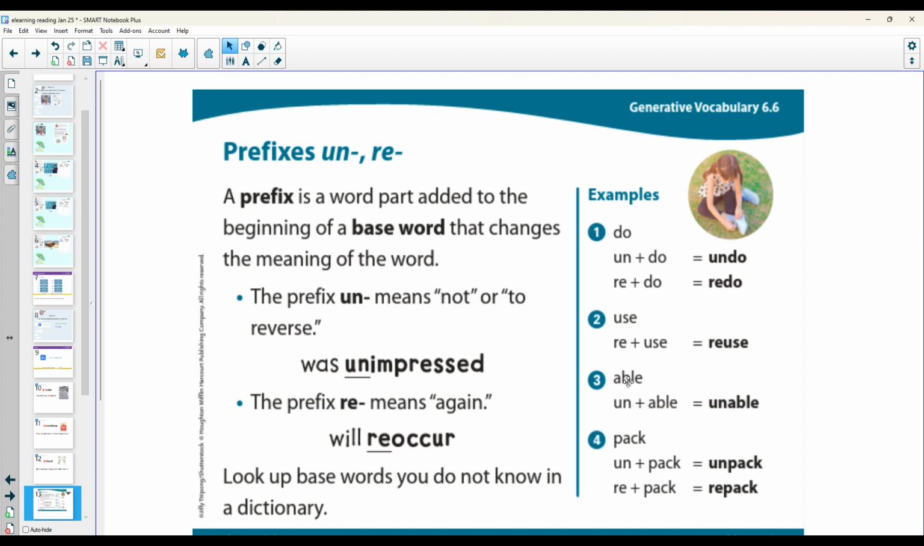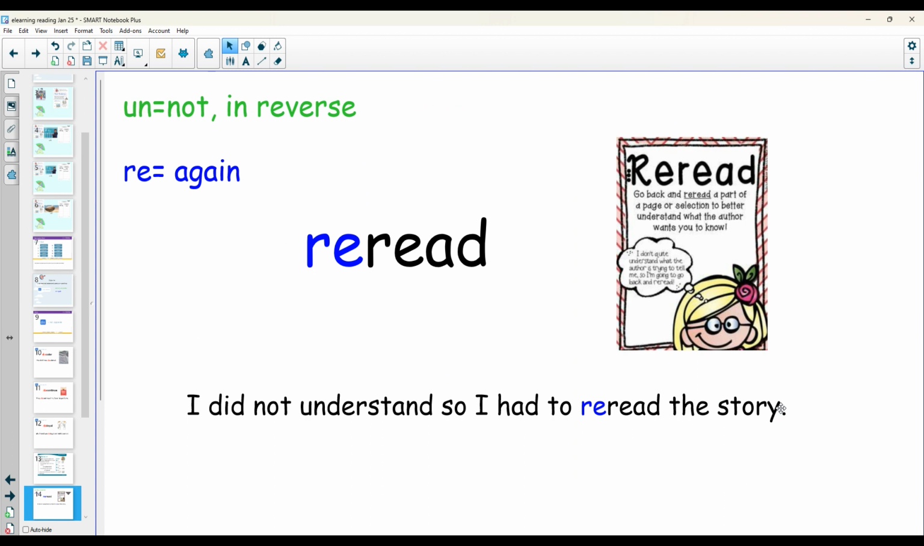Oh, number 3, able. Unable. We are unable to go to school today. We are not able to go to school today. Number 4, pack. I had to unpack my backpack and then repack my backpack because not everything for e-learning would fit in my bag. Let's take a look.